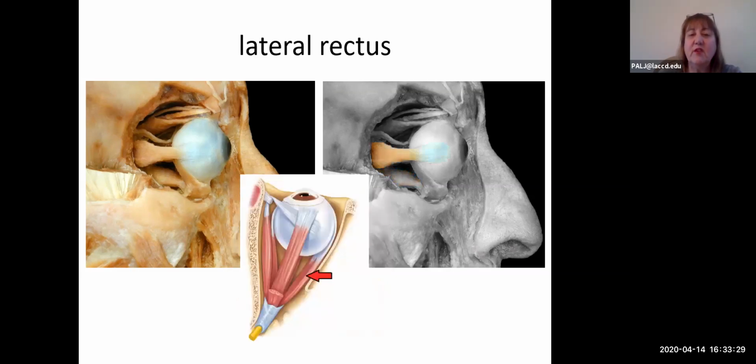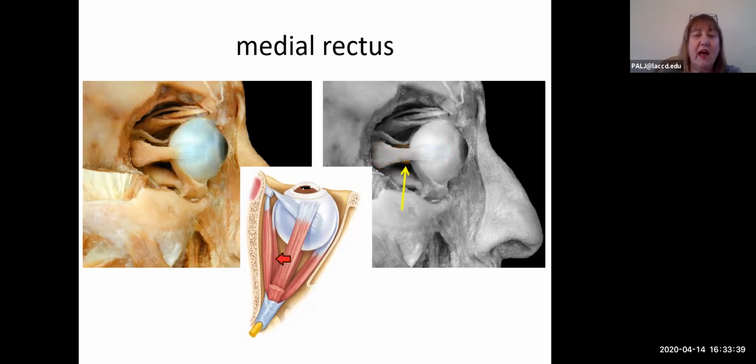In the similar vein, lateral to the eyeball, we're going to have a lateral rectus muscle. And medial to the eyeball, we will have a medial rectus muscle. And this is the one that's pretty well hidden when you're looking from a lateral view of the eyeball. So those are the 4 rectus muscles. Then we have 2 oblique muscles.